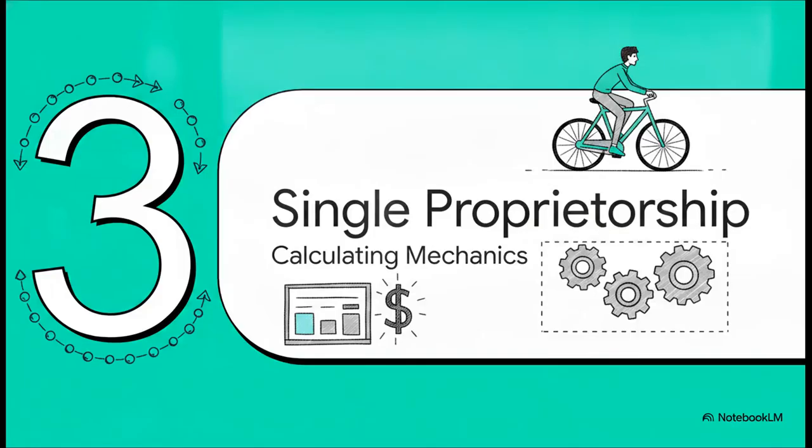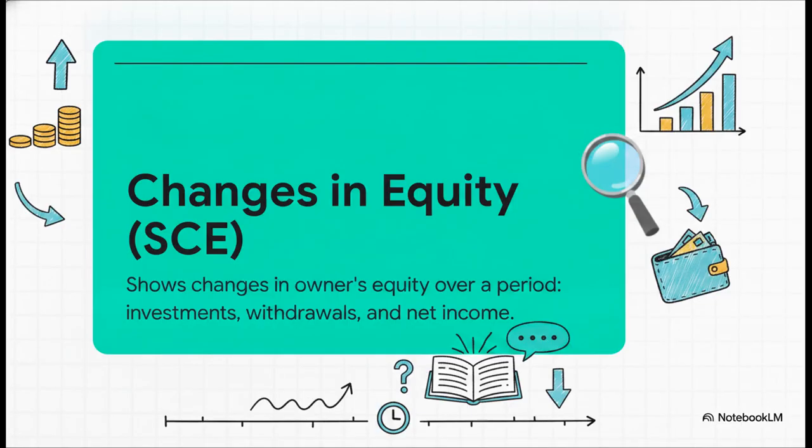Okay, Section 3, the single proprietorship SCE and calculating the mechanics. The statement of changes in equity shows the changes in the owner's equity during a specific period, and this is driven by three main things: investments, withdrawals, and net income. To put it simply, the SCE is the financial story of what happened to the owner's wealth over a set time frame. It's a narrative, but told entirely in numbers. Did your wealth grow this quarter? Did it shrink? The SCE gives you the definitive answer.